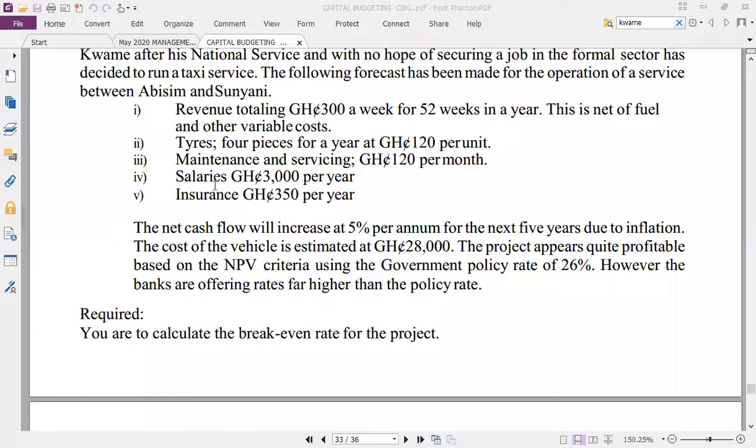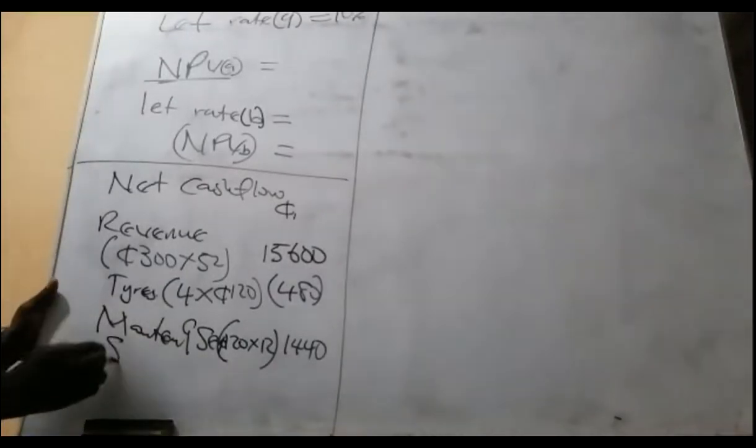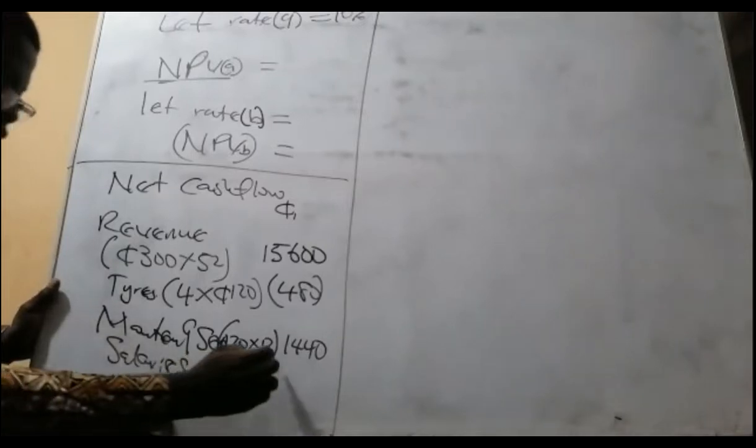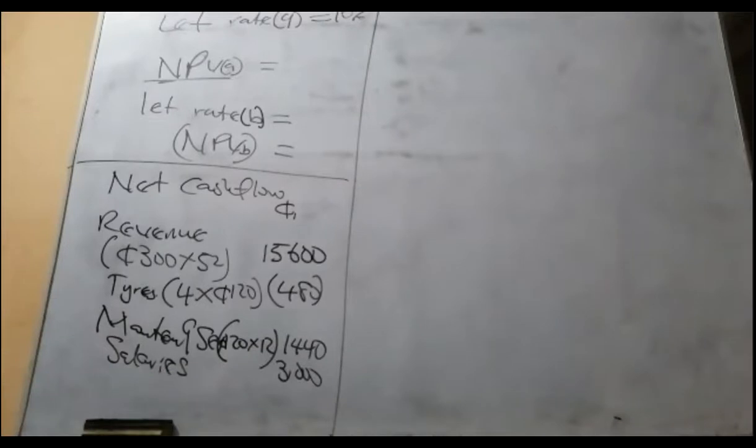Then salaries, 3,000 per year. So each year will be what? 3,000. Great. So I write it here, 3,000. I bring it there. Great. So salaries is what? 3,000.